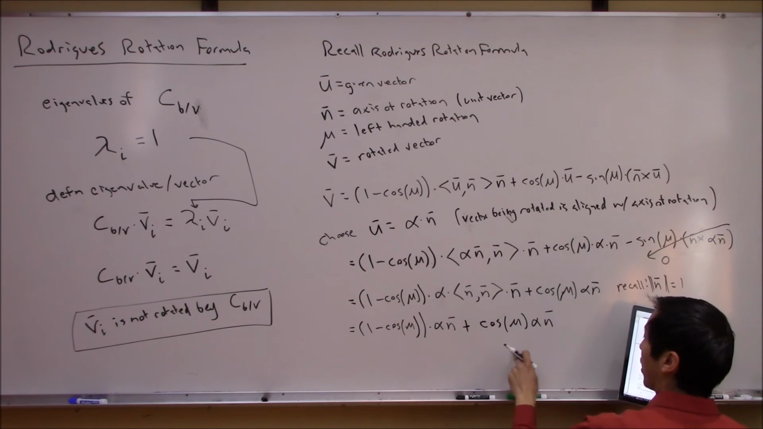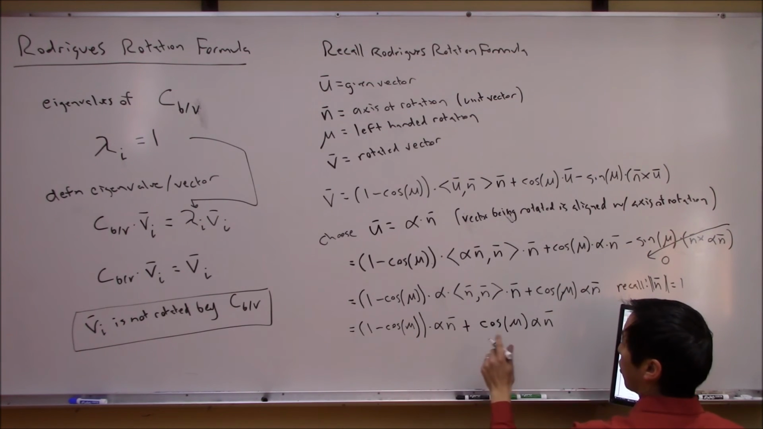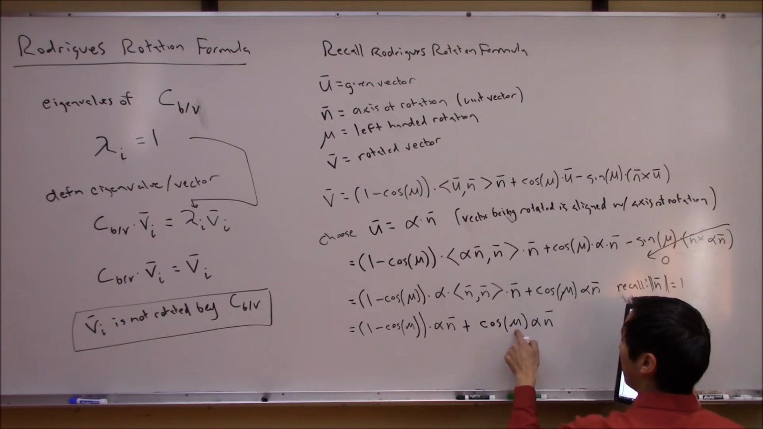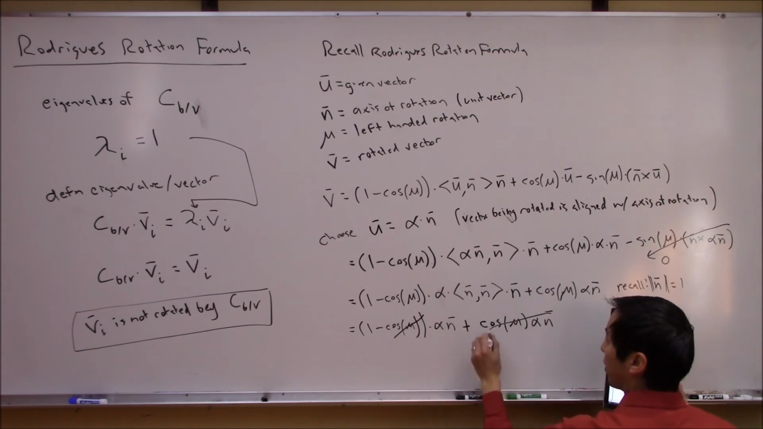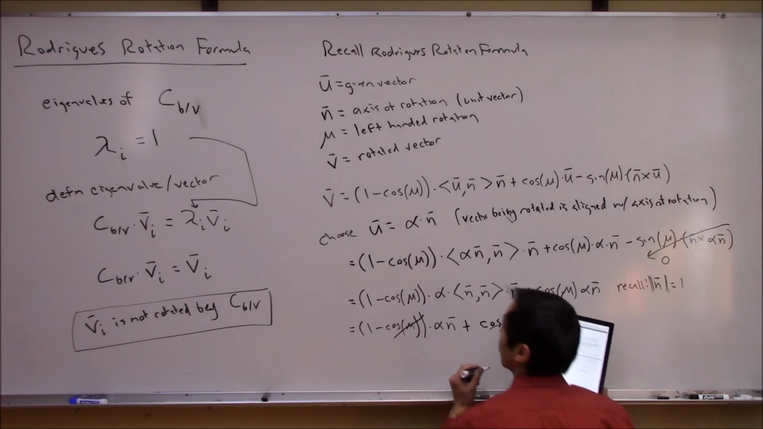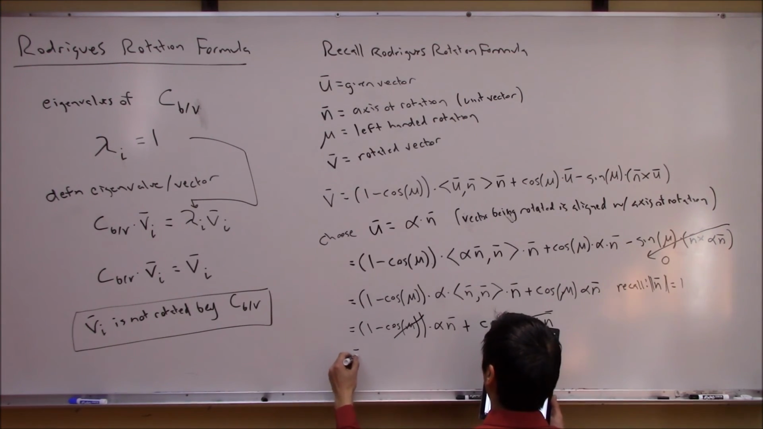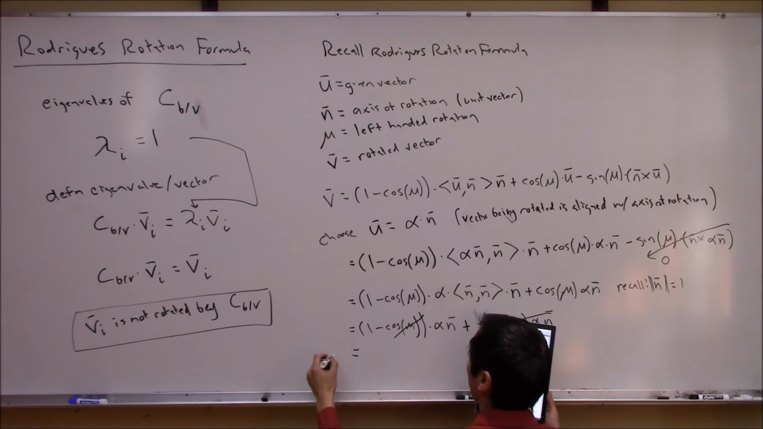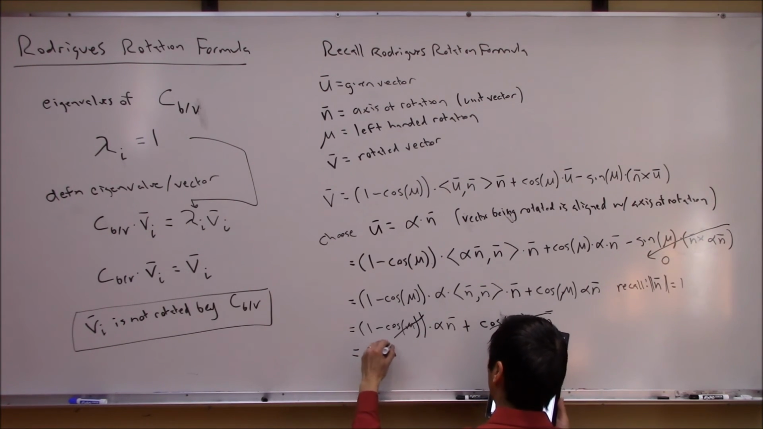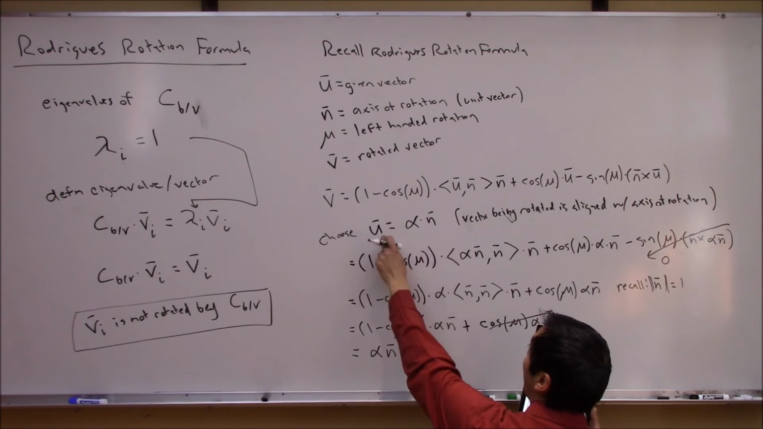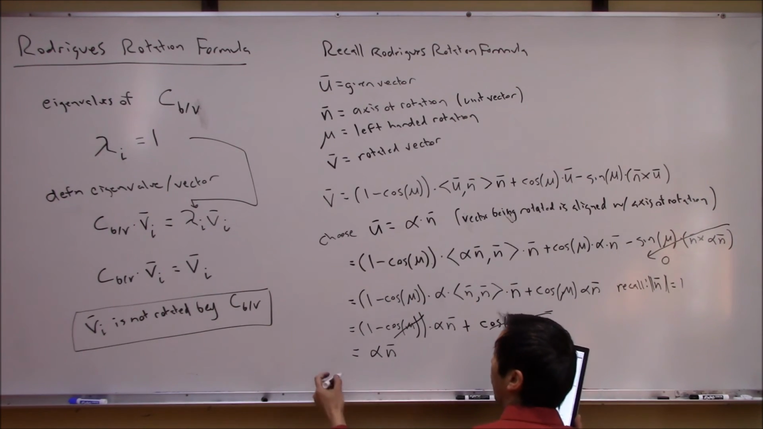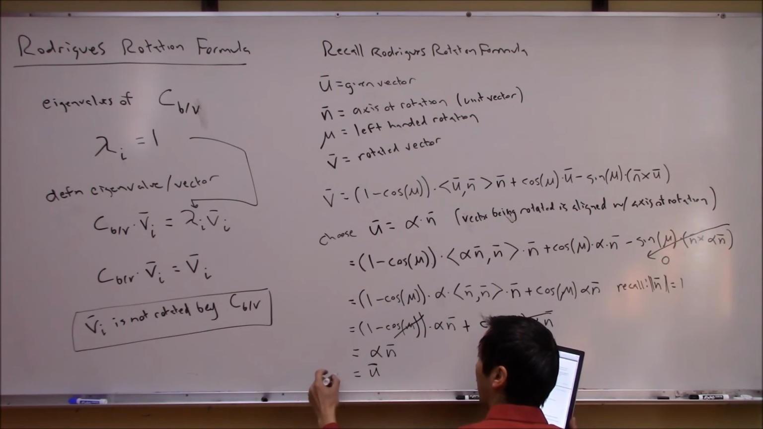If you start distributing this out, you see that here's cosine mu alpha n and here's negative cosine mu alpha n, so this one gets knocked out by that one. So what do we end up with? This is just alpha n. And what is alpha n? Alpha n is just u. So at the end of the day, we end up with v equals u.